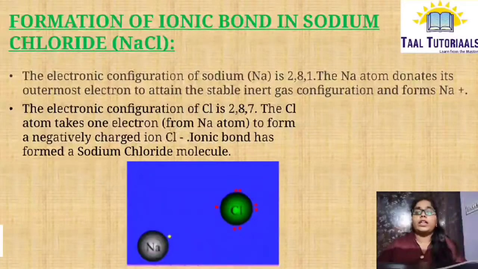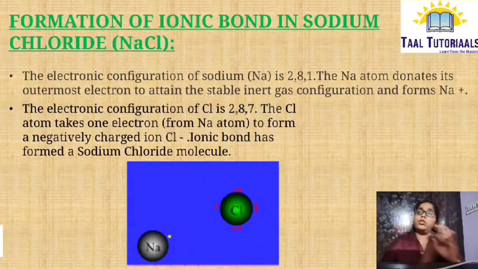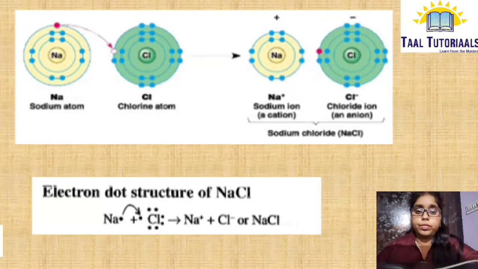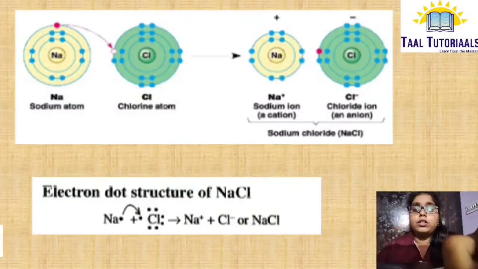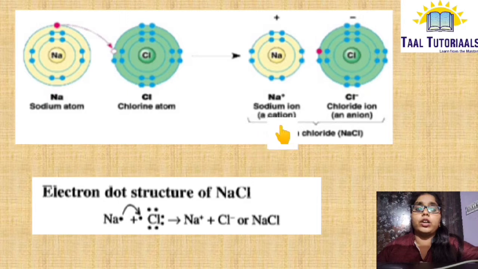Ionic bond has formed a sodium chloride molecule. Okay, this is how the transfer of electrons is from sodium to chlorine. See here, you can see sodium has 1 electron in the valence shell. It is giving that to the chlorine atom. Okay, then this is the sodium ion and chloride ion. Sodium chloride is thus formed.